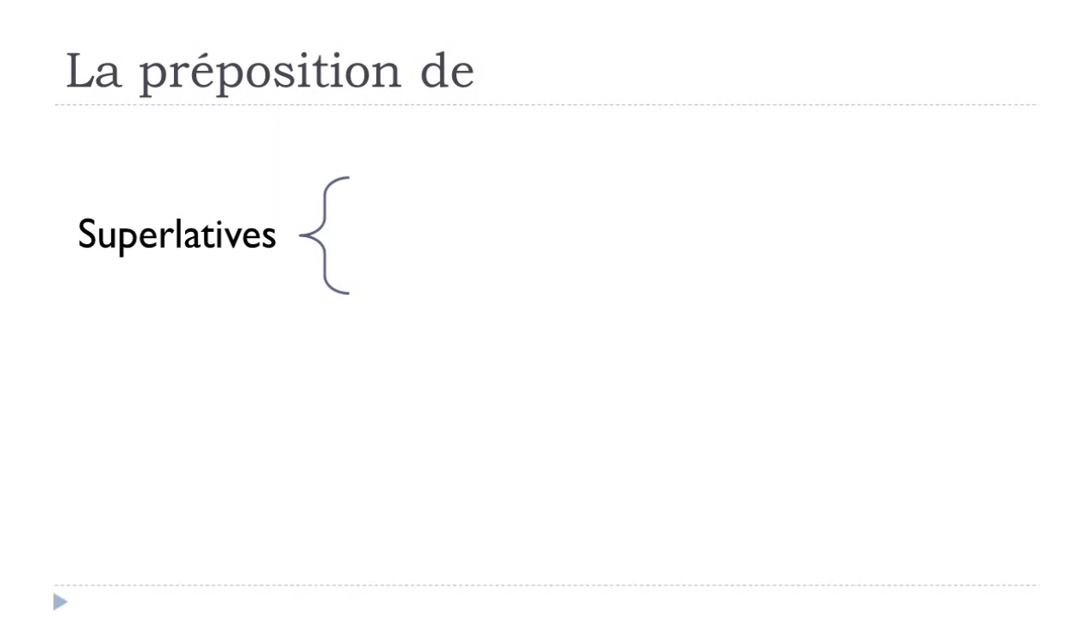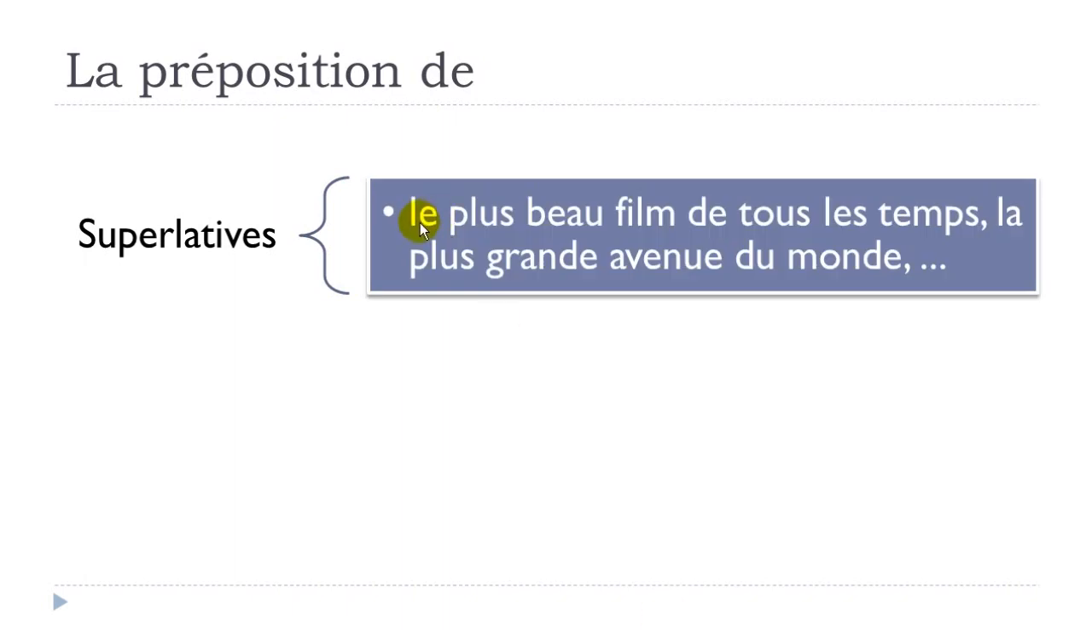Normally we tend to use this preposition de as well when we use superlatives. So for instance here, le plus beau film de tous les temps, of all time. Le plus beau, most beautiful, beau is beautiful, film, movie, de tous les temps, of all times. Le plus beau film de tous les temps. And then la plus grande, big, avenue du monde.